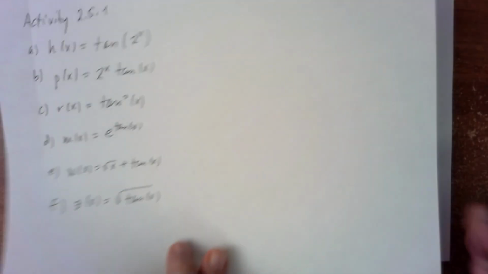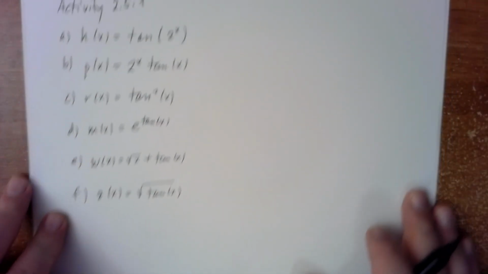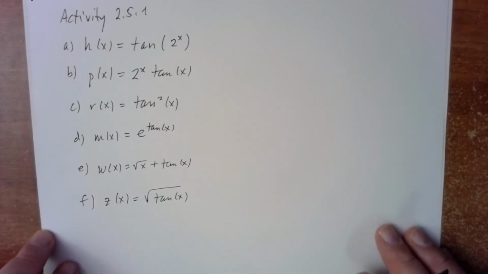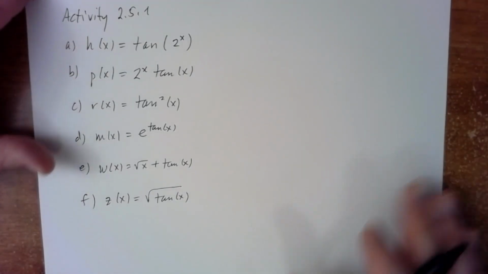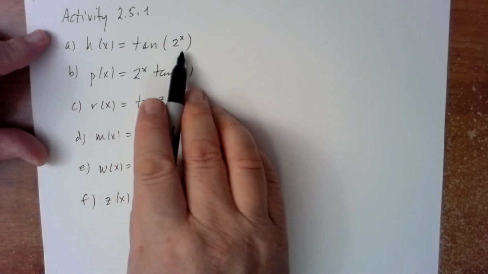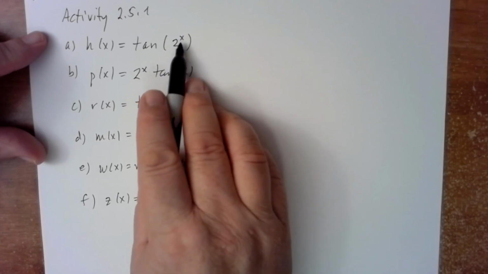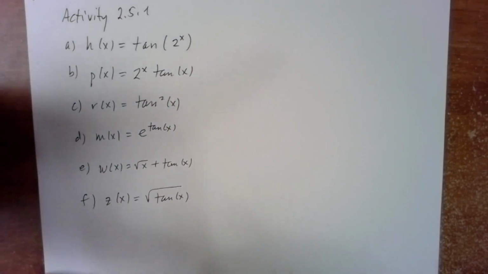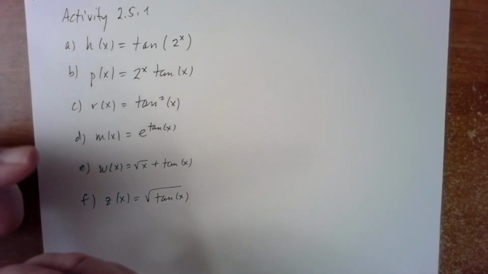So let's take a look at some more practice problems. This is activity 2.5.1. Okay, and so here we have the tangent of 2 to the x. And so this is a composition. 2 to the x is your inside function. So let's go ahead and just differentiate that.